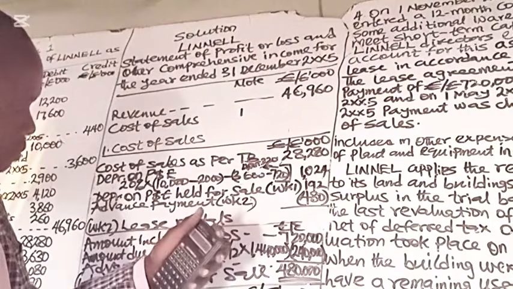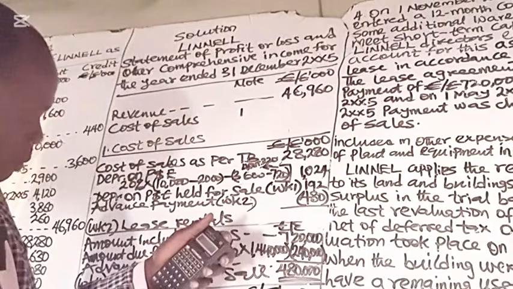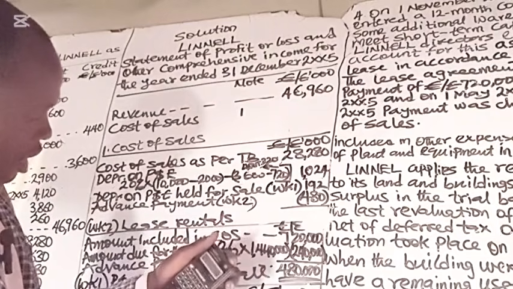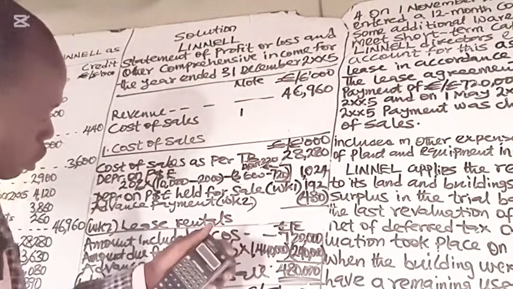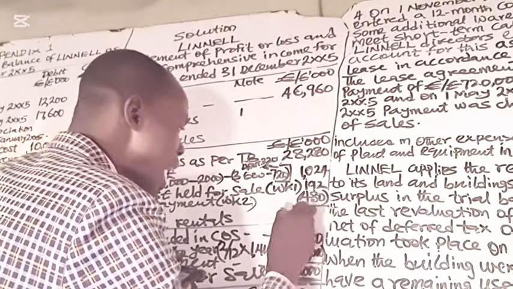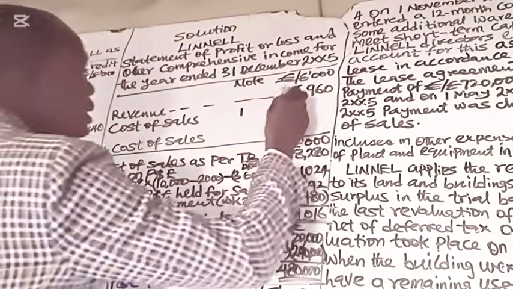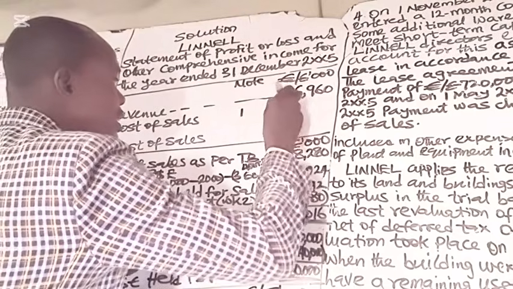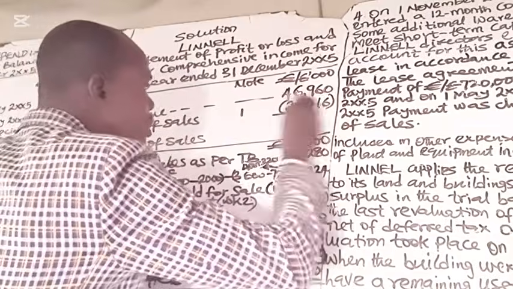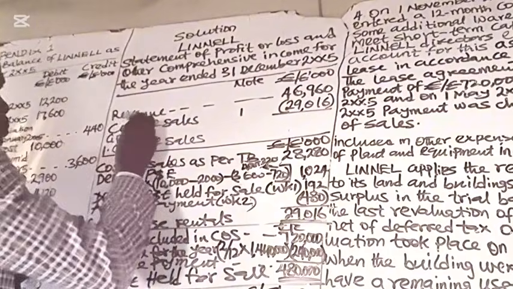28,280 plus 1,024 plus 192 minus 480. That gives us 29,016. So the cost of sales amounted to 29,016. If you subtract the cost of sales from revenue, you arrive at the gross profit.